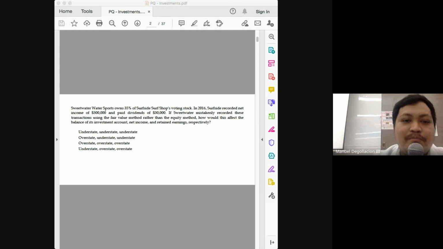So when you compare, class, if you use the fair value method, what would be the effect on the net income? Net income would be understated. And obviously, if your net income is understated, what would be the effect on your retained earnings? It would also be understated. Okay? Now, if we use the equity method, class, let's go back to the investment account.